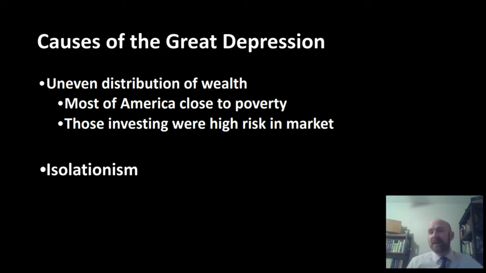The next major reason for the Great Depression is U.S. isolationism. After World War I, we don't want to be involved in Europe anymore. Europe is a hot mess, and we're afraid if we get involved in Europe, that might potentially drag us into another war.